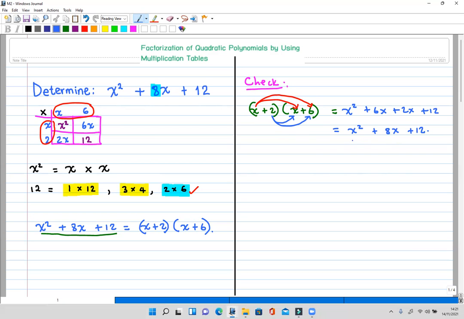Now, you see that this is the same as our original question. So this means that what we have done is correct.